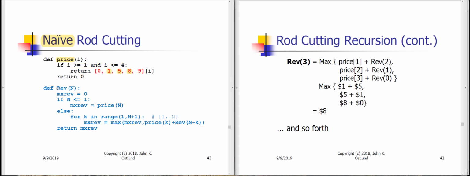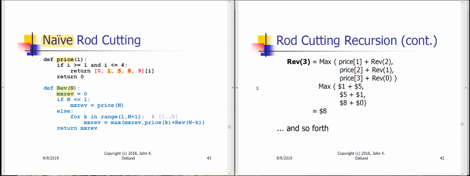Of course, what really matters here is our maximum revenue function. We're going to start out by creating a variable maxRev that is initially 0. The reason that I'm creating maxRev to be initially 0 is because later on, when I'm looping through all the possible first cuts that I might make, I'm going to want to compute the maximum of the maximum revenue that I've remembered so far, plus the price of a piece cut at K feet, and the maximum revenue for the remaining N minus K feet. If maxRev doesn't exist here, this max function call is going to raise an exception, and my program is going to crash.